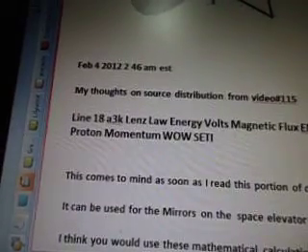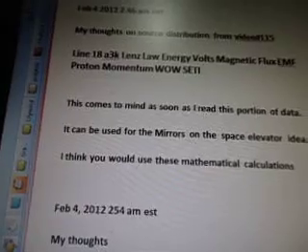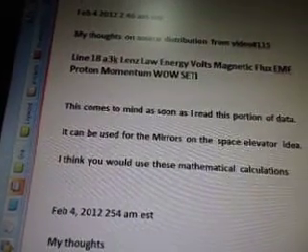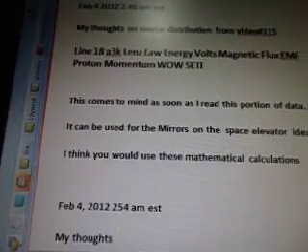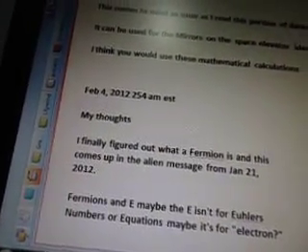I found a statement that I missed. February 4th, 2012. My thoughts on source distribution from video number 115, line 18A3K. This comes to mind as soon as I read this portion of data. It can be used for the mirrors on the space elevator idea. I think you would use these mathematical calculations. February 4th, 2012. My thoughts.